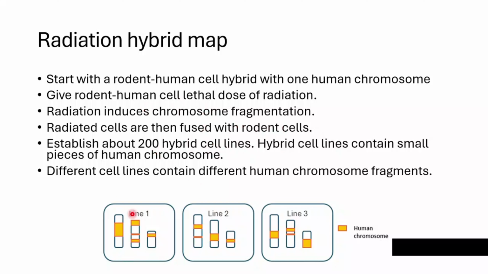And then obviously there will be translocations or even fusing of the chromosomes. And so in each line you'll have a different pattern of human chromosome integrated into rodent chromosome. Some crazy stuff, okay?